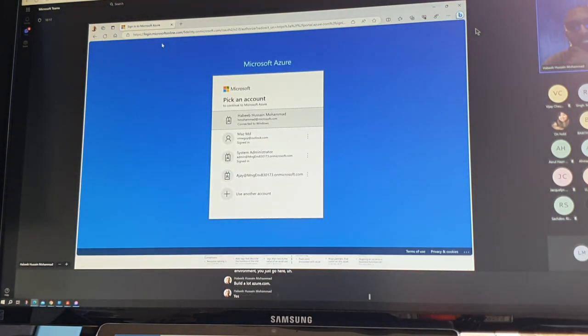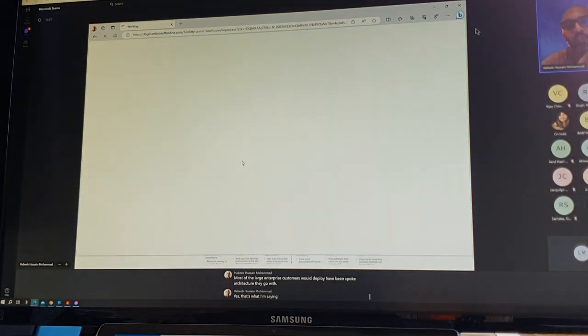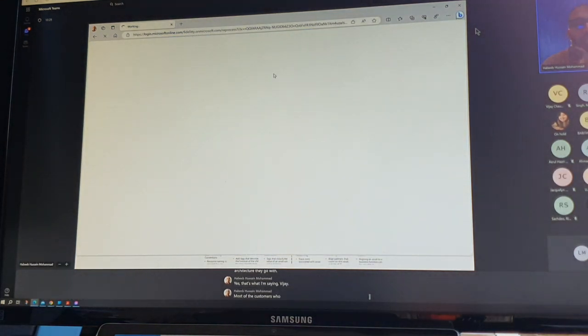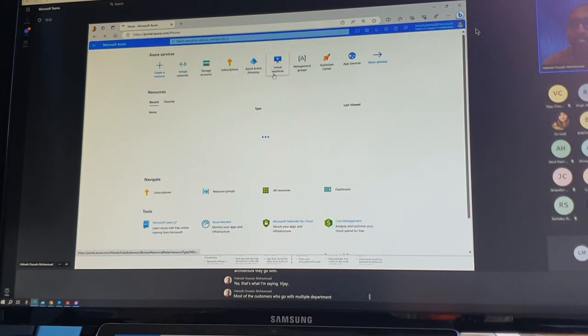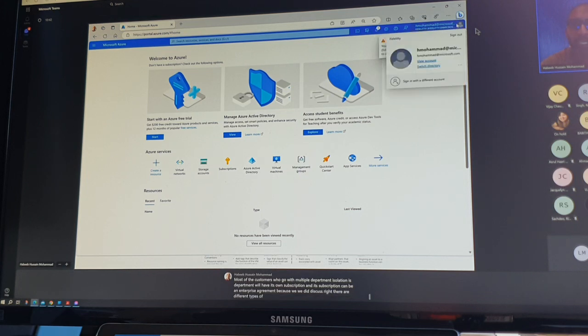Yes, definitely. Most of the large enterprise customers who deploy hub and spoke architecture, they go with, yes, that's what I'm saying, Vijay. Most of the customers who go with multiple department isolation, each department will have its own subscription, and each subscription can be an enterprise agreement, because we did discuss that there are different types of subscriptions. Again, it also depends on the workload type.